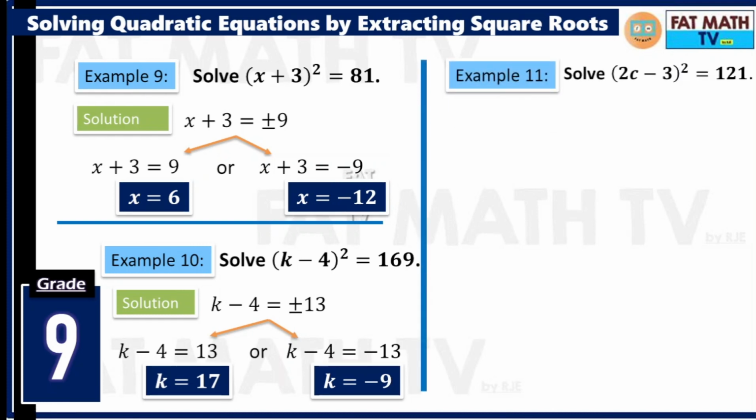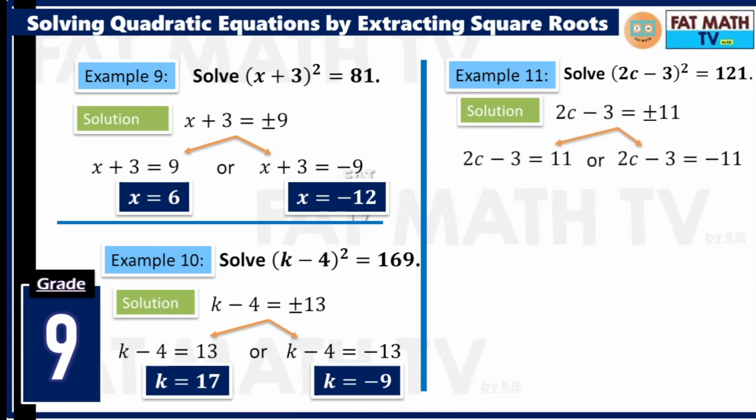Number 11, solve (2c - 3) squared equals 121. Take the square root of both sides. So 2c minus 3 is positive or negative 11 because the square root of 121 is 11. And then we will have 2c minus 3 can either be positive or negative 11.